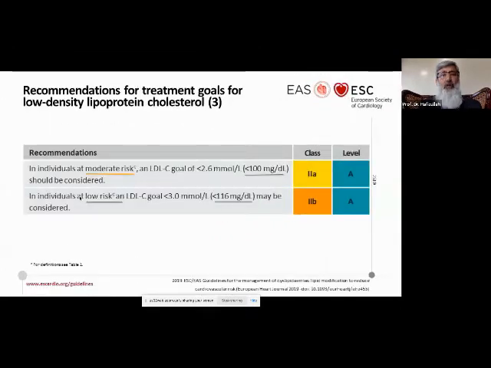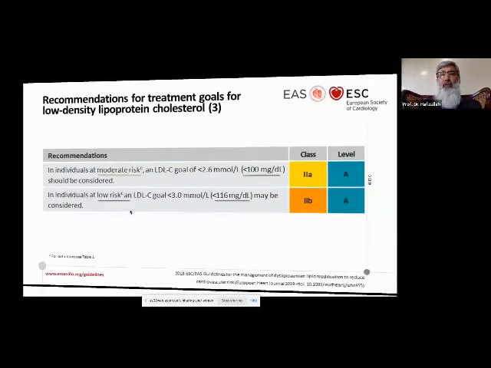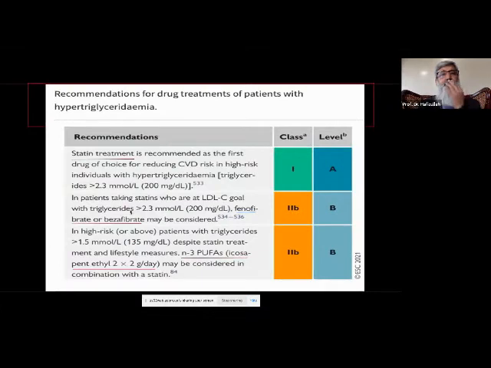Those who are at moderate risk, the goal is 100 milligram, and those who are at a low risk, the goal is 115 milligram. What do we do in patients with hypertriglyceridemia? In patients who have hypertriglyceridemia more than 200 milligram, the first drug of choice should be a statin therapy, and this we will discuss in the coming lectures.